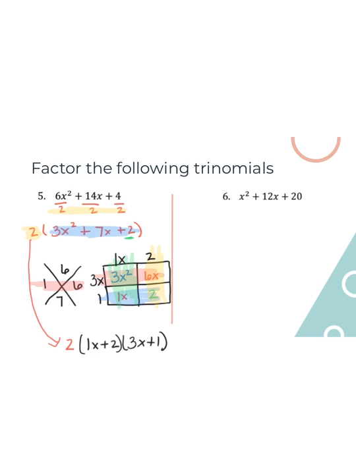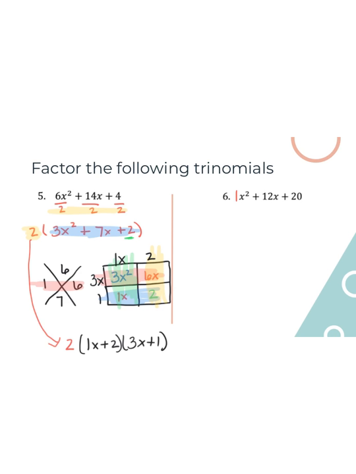Okay, number 6, x squared plus 12x plus 20. Okay, so the first thing I'm going to do is look at my numbers. Well, really, there's a 1 right there. So I have a 1, a 12, and a 20. The only thing that I could divide those out by is 1. But if I divided all those by 1, I would get a 1, a 12, and a 20. So I'm not going to do that.